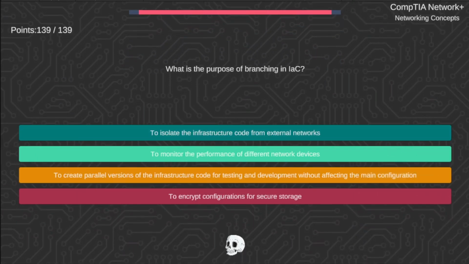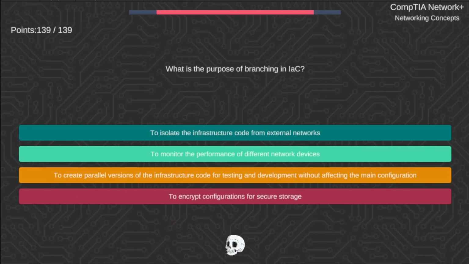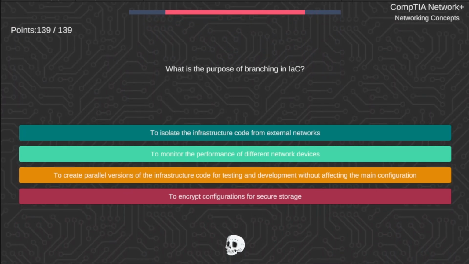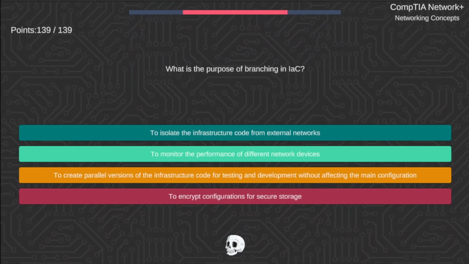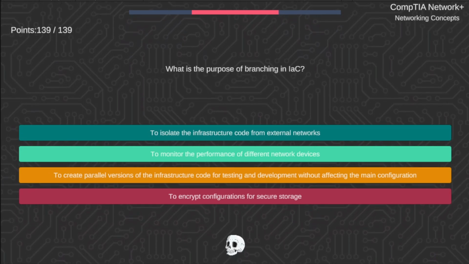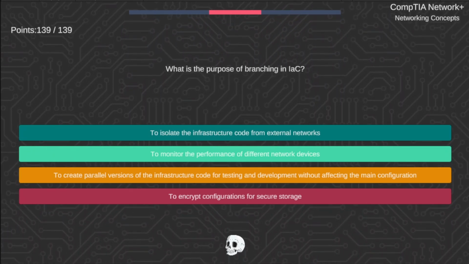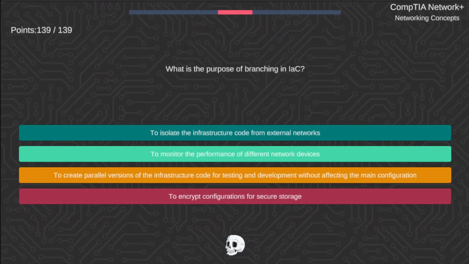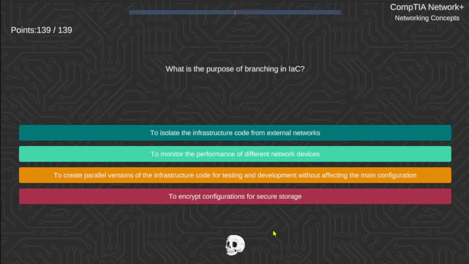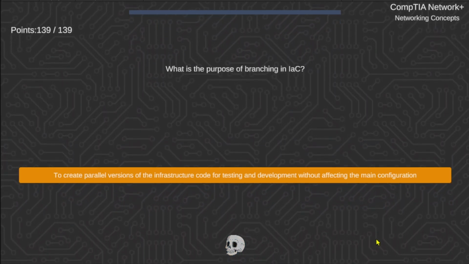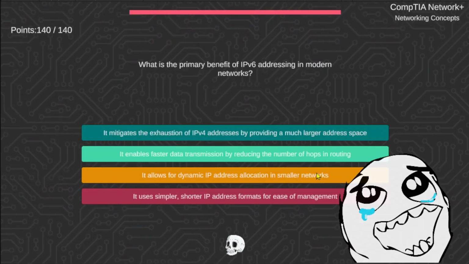What is the purpose of branching in IAC? To isolate the infrastructure code from external networks, to monitor the performance of different network devices, to create parallel versions of the infrastructure code for testing and deployment without affecting the main configuration, or to encrypt configurations for secure storage. Correct answer is to create parallel versions of the infrastructure code for testing and development without affecting the main configuration.